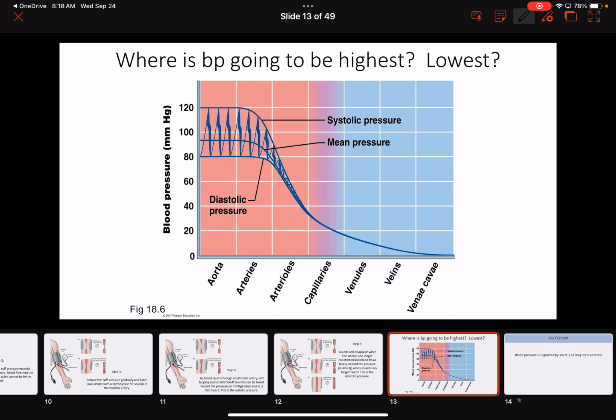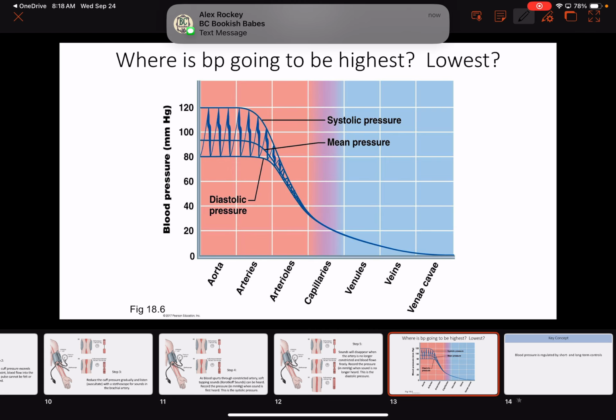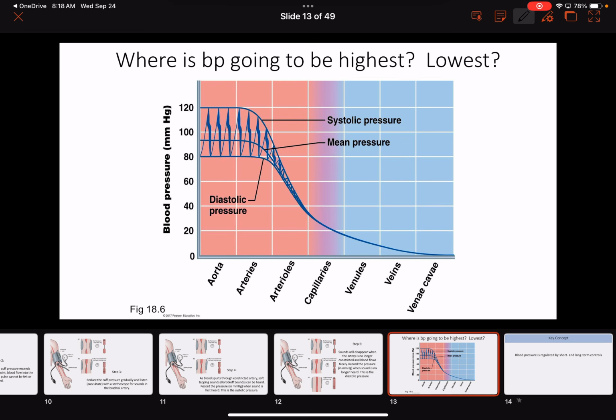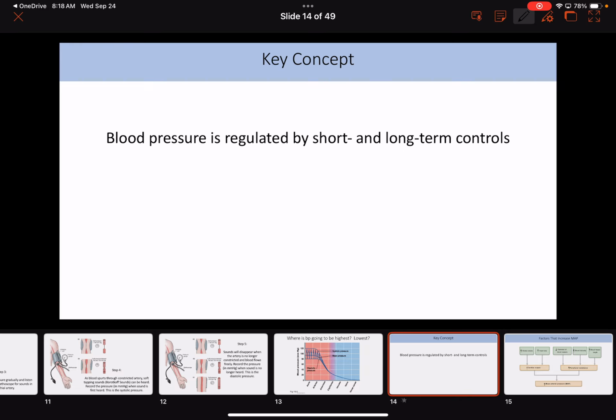So where is blood pressure going to be highest? It's going to be highest in the aorta, where we're closest to the heart. As you get further away, arteries are going to be slightly lower, arterioles even lower than that, capillaries, venules, veins, and like I said, vena cava are going to be essentially at 0 millimeters of mercury. What is the average blood pressure? 120 over 80. So make sure you remember that.